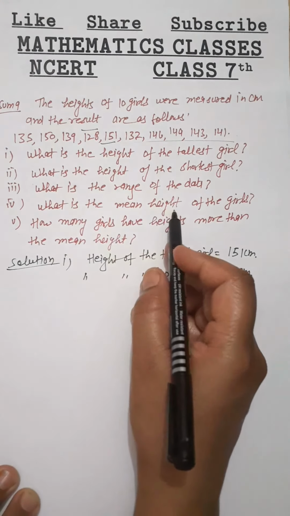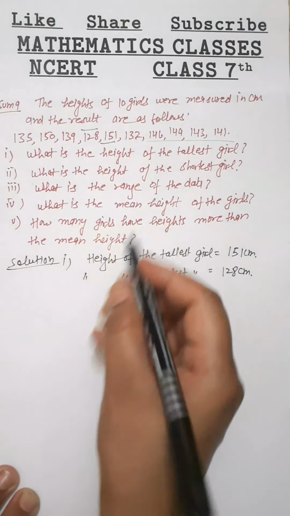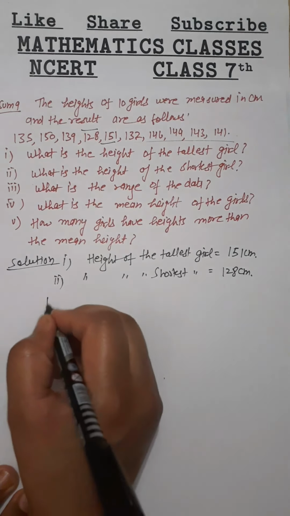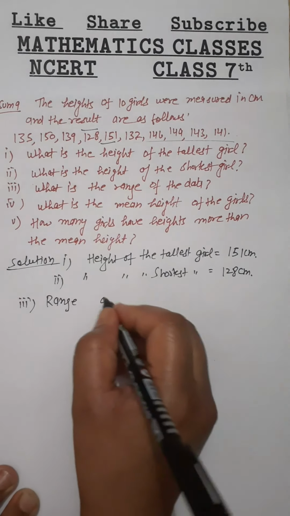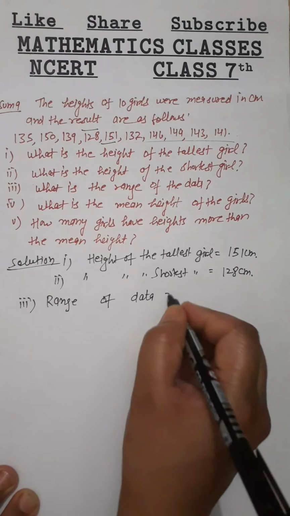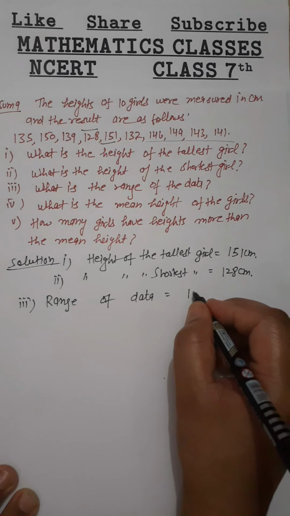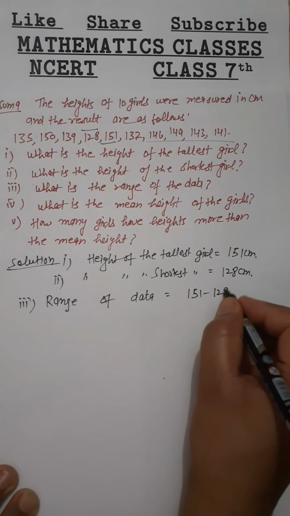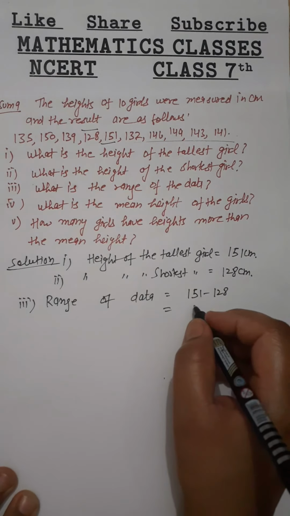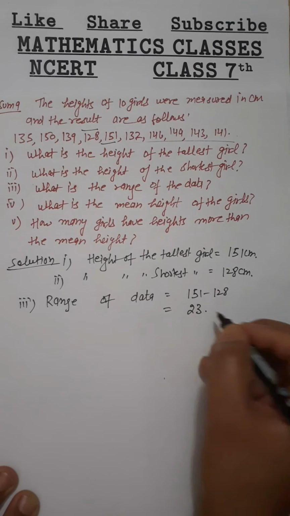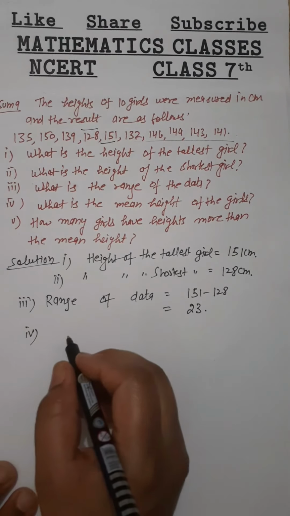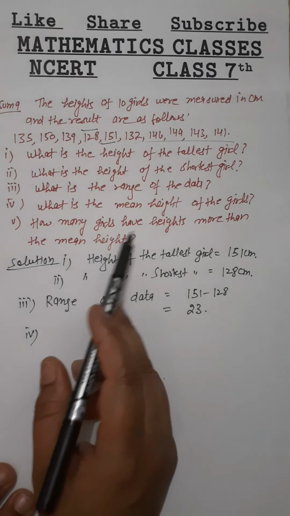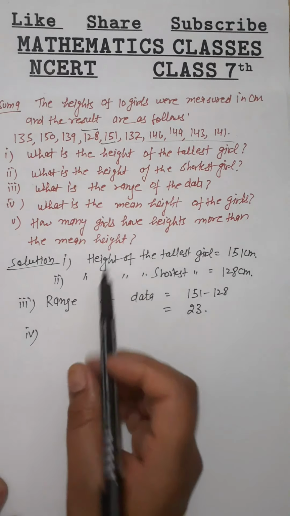What is the mean height? Third part. What is the range of data? Range of data: highest height minus lowest height, that is 23 after subtracting. Fourth, what is the mean height of the girls?